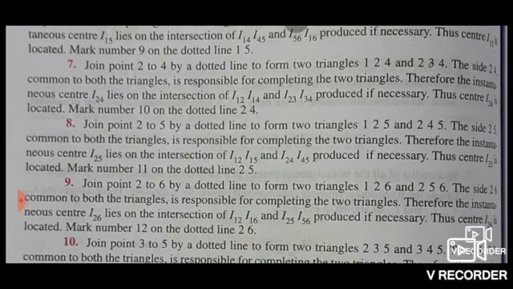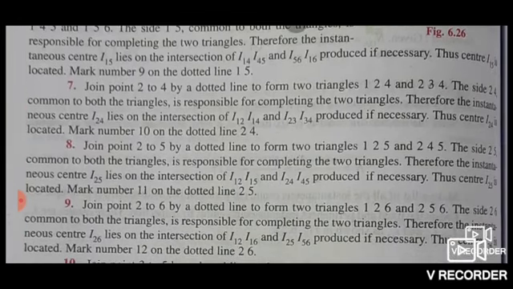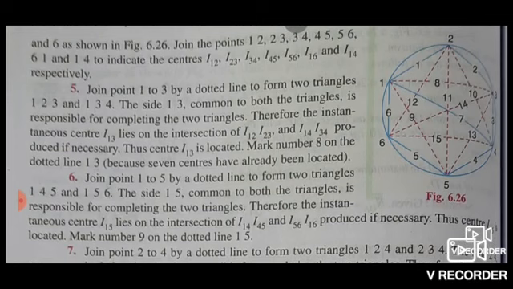Join 2 and 4 by a dotted line. Here the two triangles are 2, 3, 4 and 1, 2, 4. The side 2, 4 is common to both the triangles and is responsible for completing them. Therefore, the instantaneous center I24 lies on the intersection of I12, I14 and I23, I34, produced if necessary. The center I24 is located. Mark number 10 on the dotted line 2, 4.